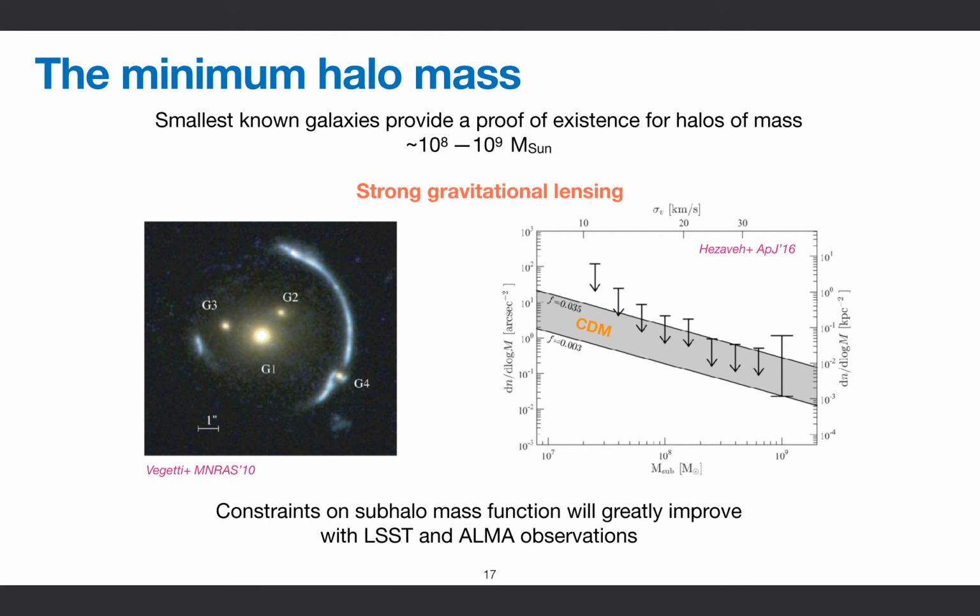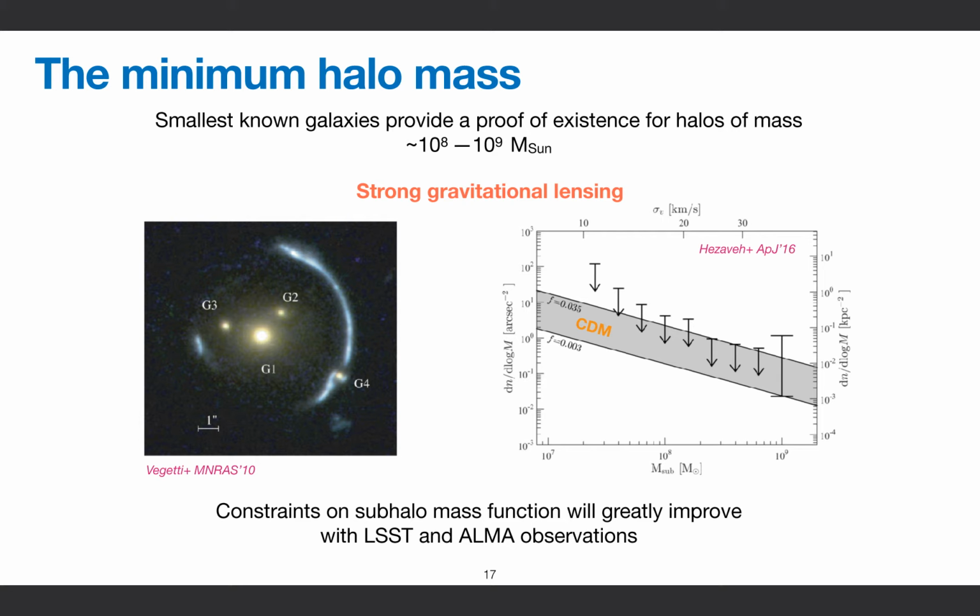This is just an example of how you can use, for example, strong gravitational lensing to get an insight into the mass distribution of dark matter halos in the galaxy as a function of the subhalo mass. For the moment, those are constraining masses down to 10^8, 10^9 solar masses, so far away from the minimal halo mass predicted by different dark matter models. But in the future, this will greatly improve with observations of LSST and ALMA.